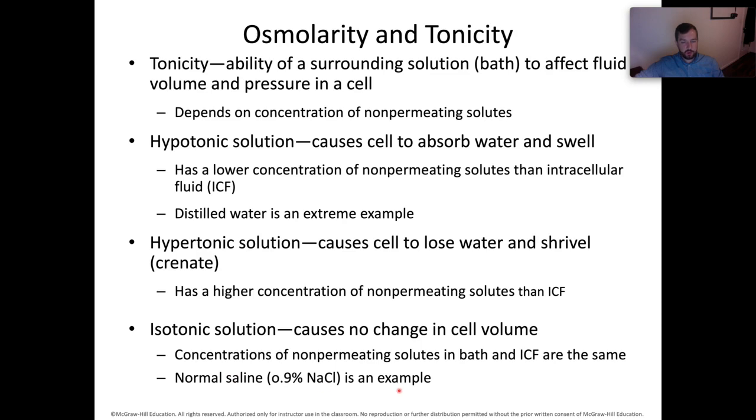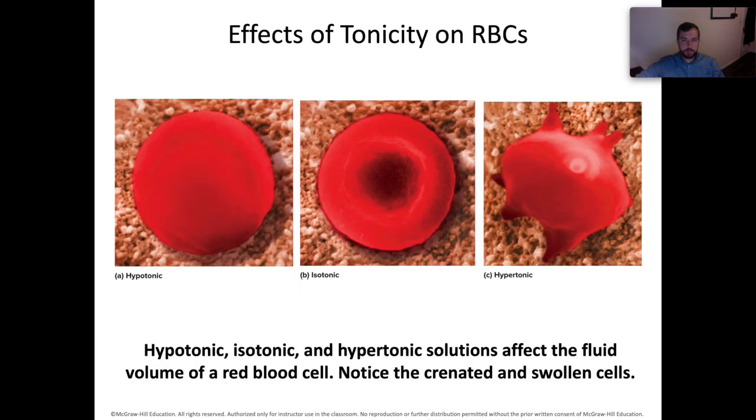Isotonic solution, like normal saline, causes no change in the cell volume. So this is what we're shooting for, right? We don't really want to give patients hypotonic or hypertonic solutions unless their particular pathology calls for it. We want to give them isotonic solutions so we're not altering cell volume, so that the concentration is the same, like normal saline or lactated Ringer's, for example.